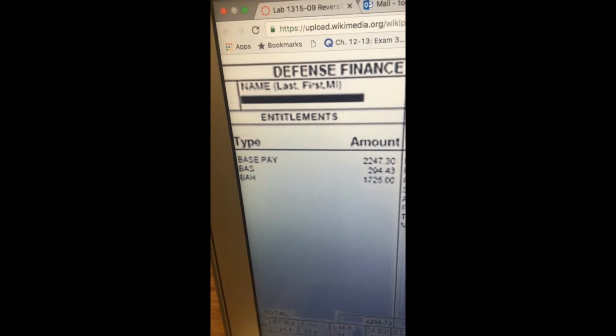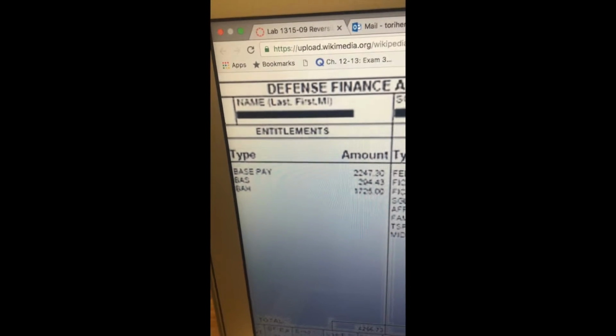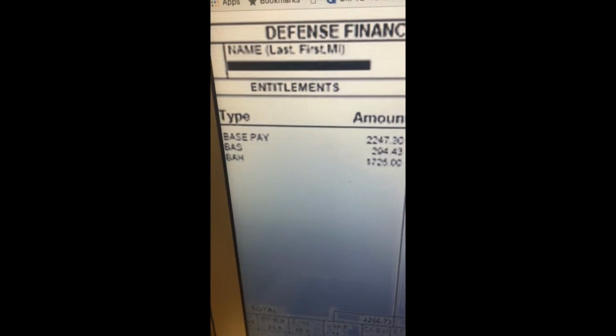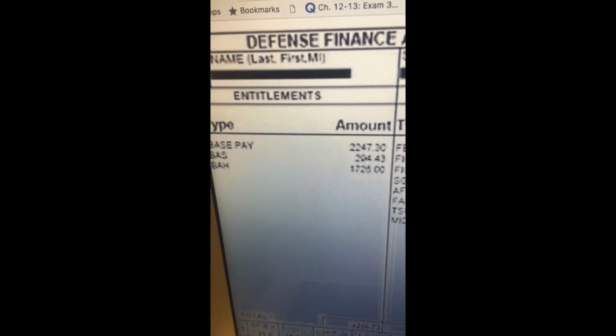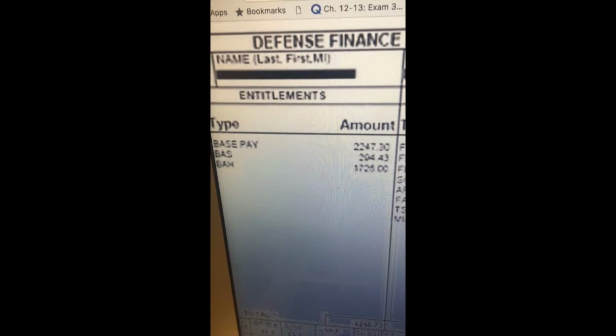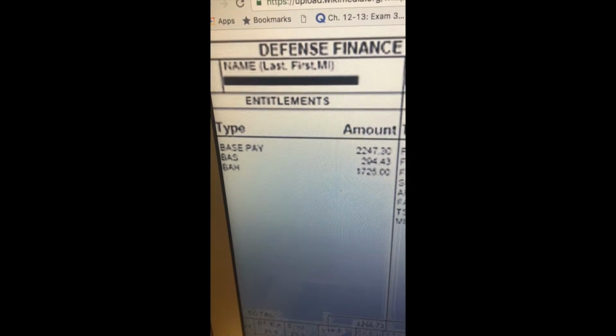You can find other things on the entitlements list. This one doesn't have it, but there's also a clothing allowance, and active duty enlisted soldiers are paid a tax-free clothing allowance to make up for the cost of maintaining uniforms and replacing worn-out uniforms.